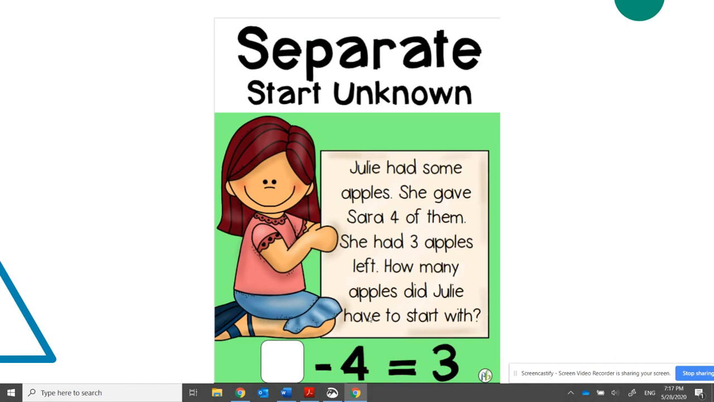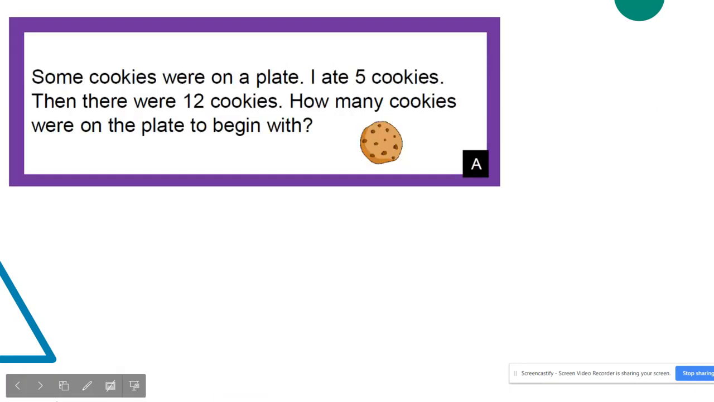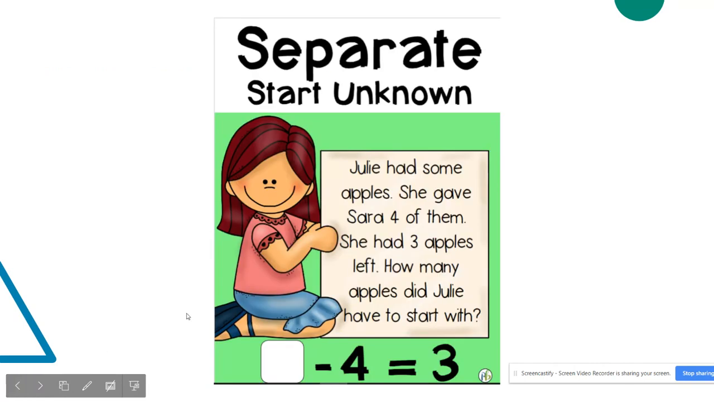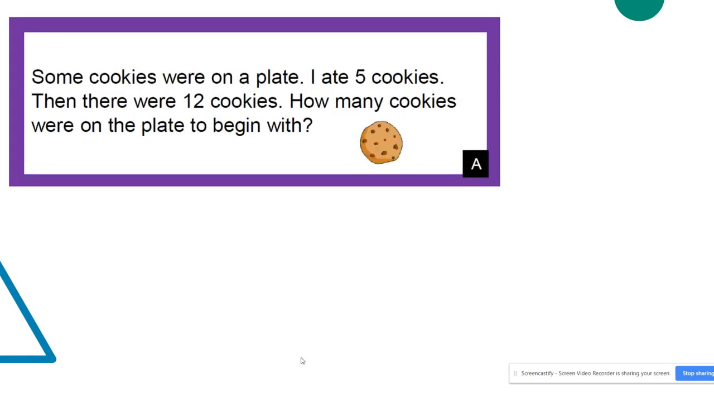All right, let's take a look at one other way that we can use subtraction to separate. We can use subtraction when we don't know what we're starting with. So this is an example of what it looks like. Julie had some apples. So that's the unknown whenever you see that word. She gave Sarah 4 of them, and she had 3 apples left. How many apples did Julie have to start with? So let's practice a couple of those.